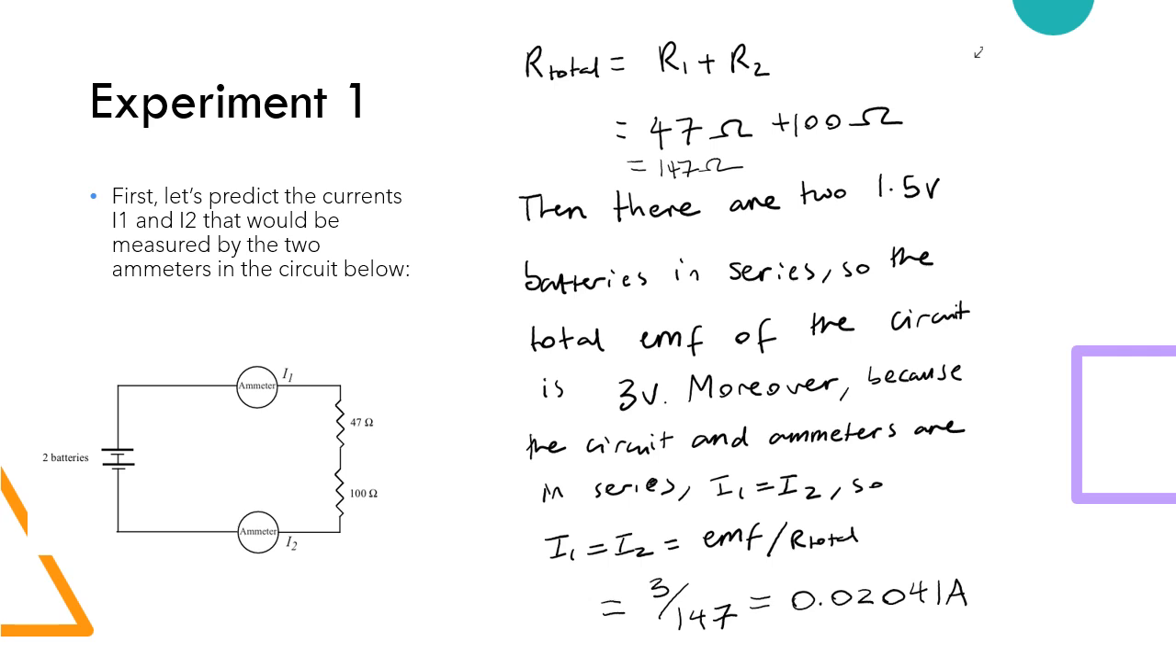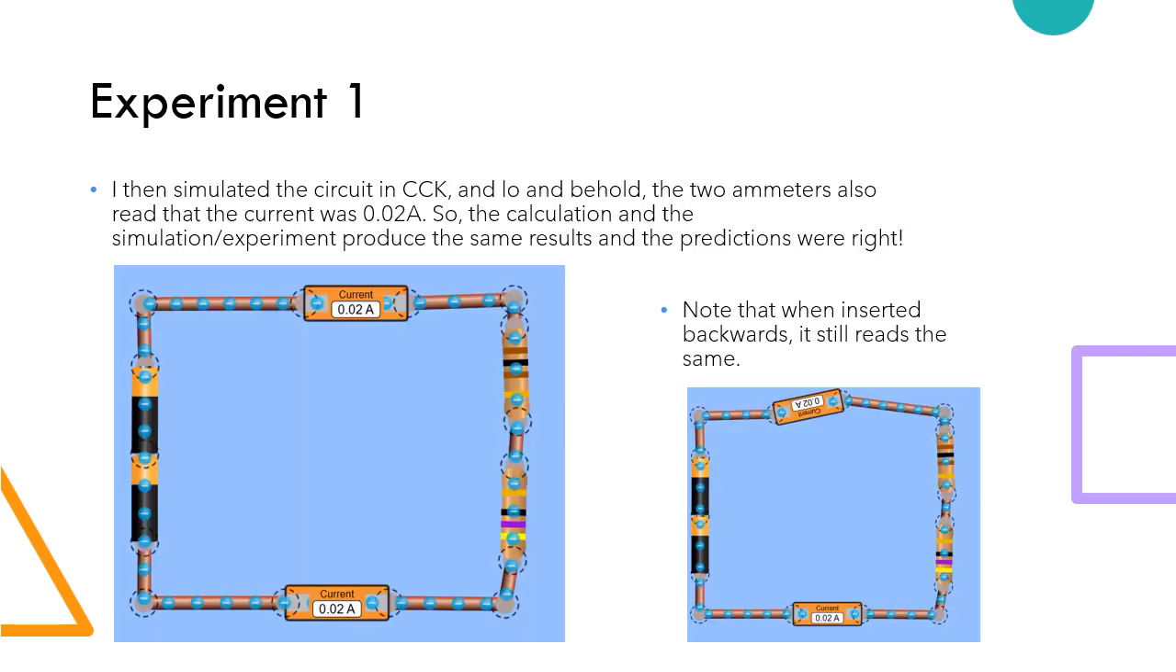Moreover, because the circuit and ammeters are in series, I1 is equal to I2. Therefore, I1, which is equal to I2, is equal to 0.02041 amperes in the circuit. I then simulated the circuit in CCK, and lo and behold, the 2 ammeters also read the current was 0.02 amperes. So the calculation and the simulation produced similar results, and the predictions were right. Note that when inserted backwards, it still reads the same.